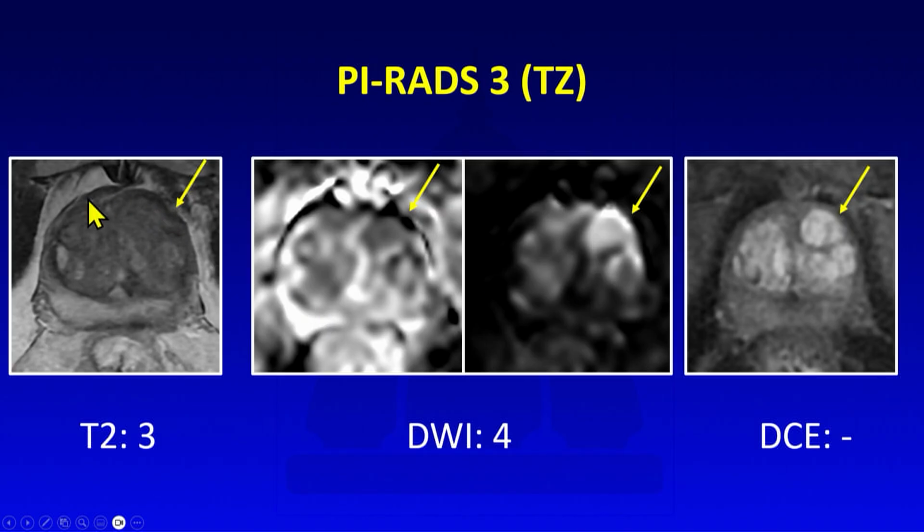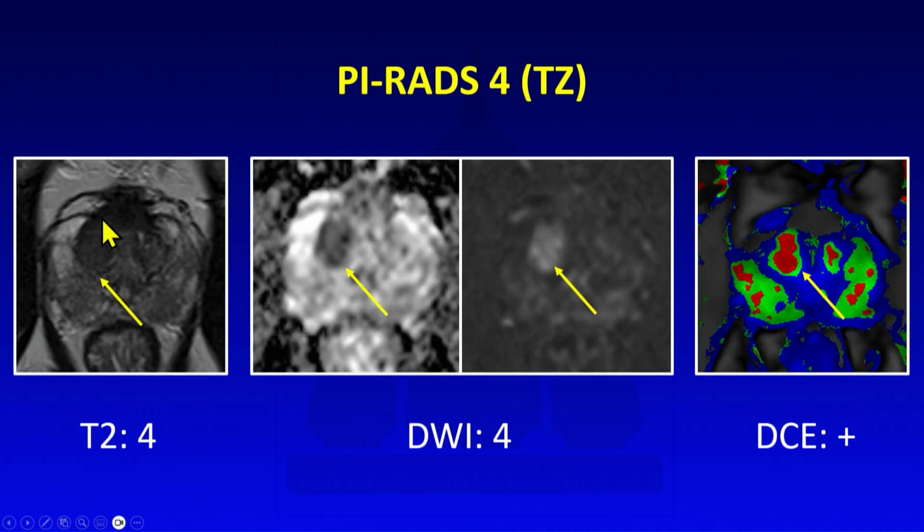And on this lesion, you can say the whole prostate is a little bit heterogeneous. But what really caught my attention on this case, frankly, was the diffusion. The diffusion on this nodule is focal diffusion restriction, as opposed to the rest of the transition zone. So that's, to me, how the tiebreaker comes in.